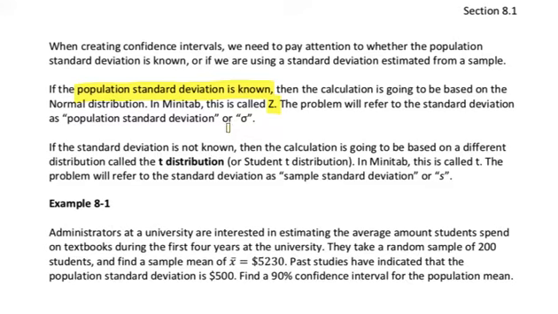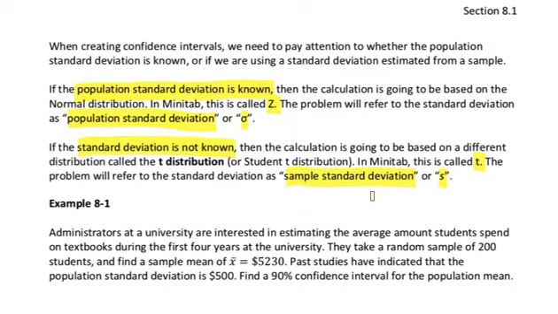The problem that we are given will refer to the standard deviation as population standard deviation, or it could use the symbol sigma, which as we know stands for population standard deviation. If the standard deviation is not known, then we are going to be using a sample standard deviation. This is based on a different distribution, not the normal distribution, but it's similar. It's called the t-distribution. So in Minitab, we're going to be selecting t, and we will use this if the problem refers to the standard deviation as sample standard deviation or S. We remember that we use the letter S for sample standard deviation.